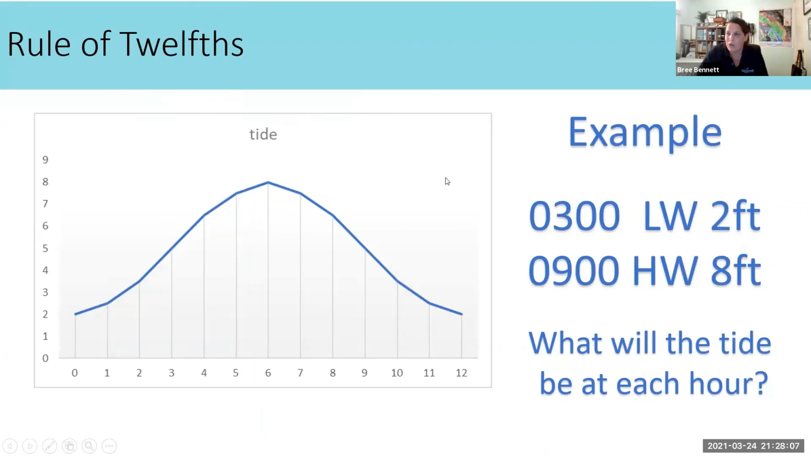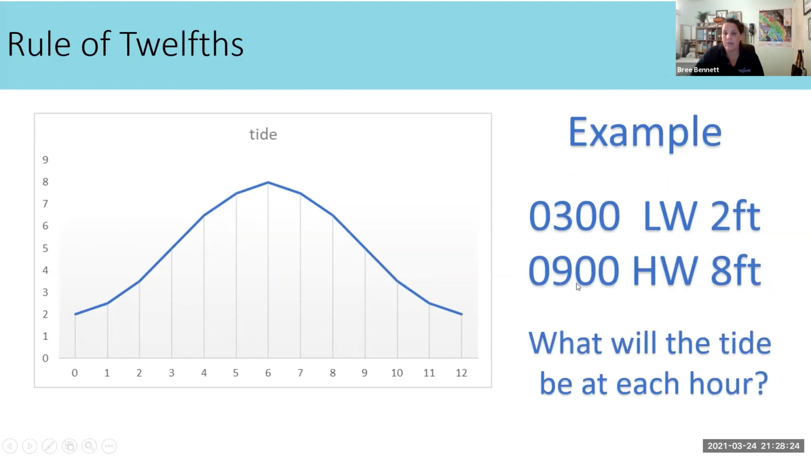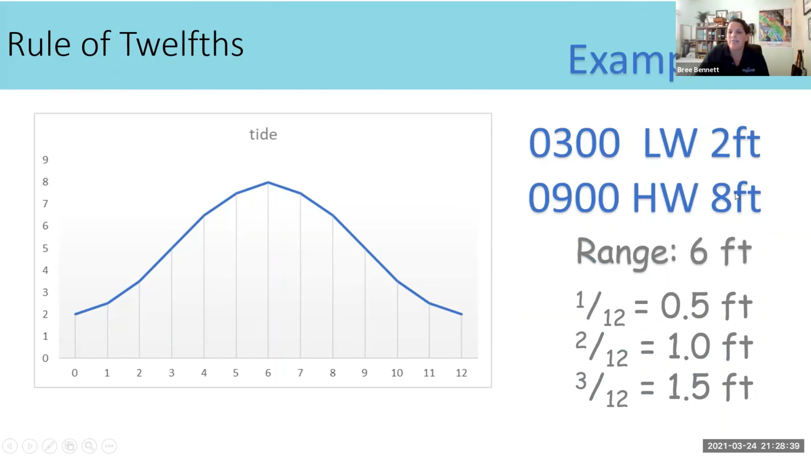So how do we put that thinking into an example? We're going to dive right into this. Here's an example. We have low water at 2 feet at 0300. And then we have high water at 9 at 8 feet. What will the tide be at each hour? If we put in our range, the difference between low water and high water, the water will change 6 feet.